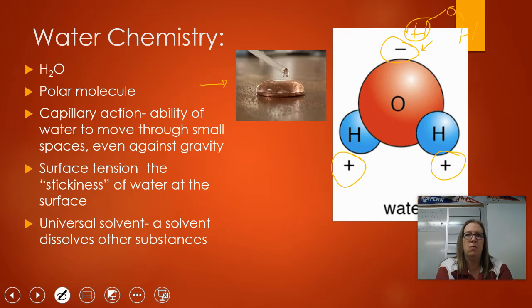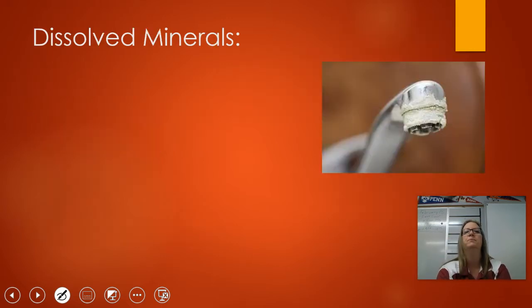Another feature of water is that it's very easy to dissolve things in water. Water is known as the universal solvent. It dissolves multiple things. And a solvent is just something that dissolves other substances. Okay, you can dissolve salt in water. You can dissolve sugar in water. You can dissolve a lot of things in water. You can't mix water and oil, though. That's because oil is a non-polar substance, but that's not what we're talking about.